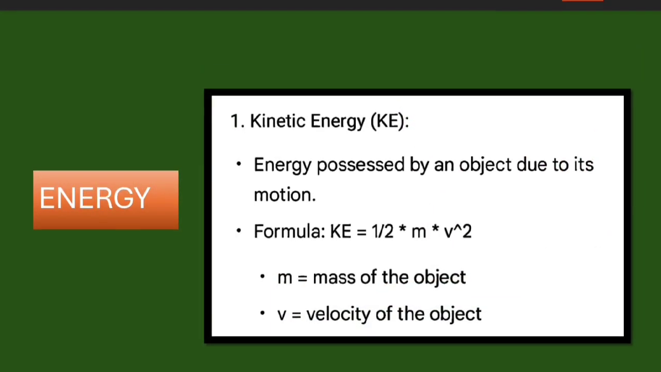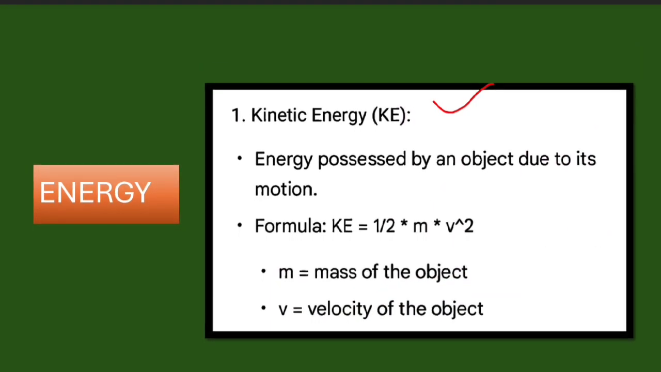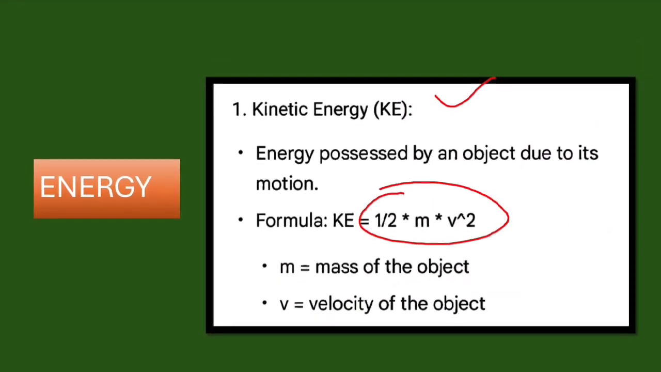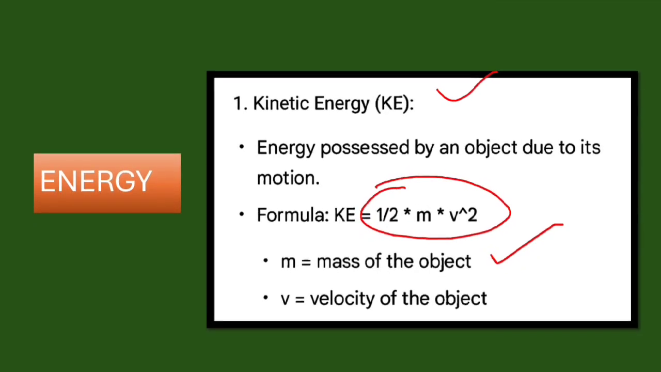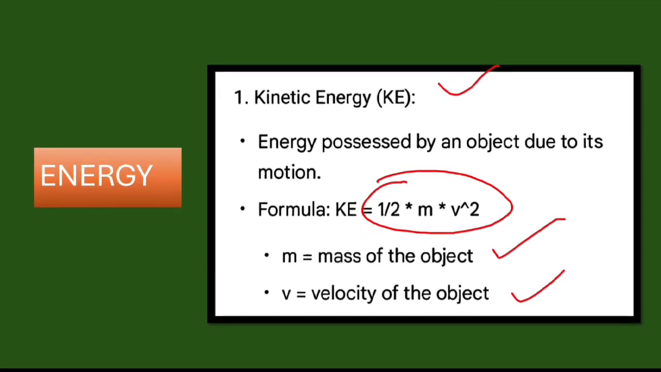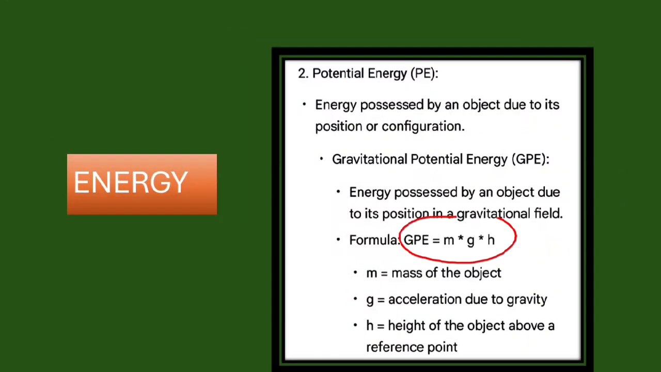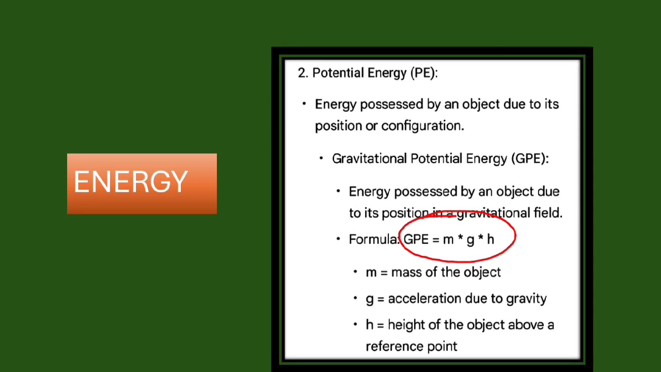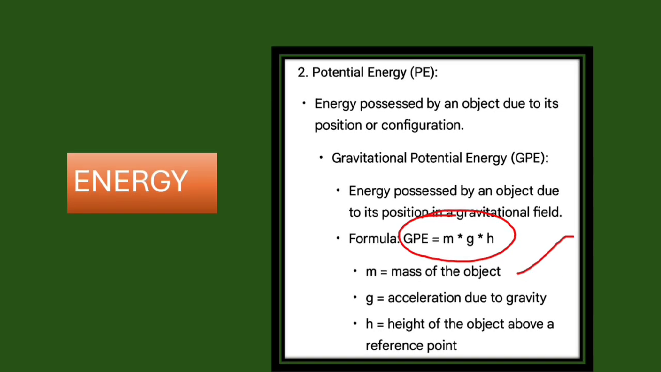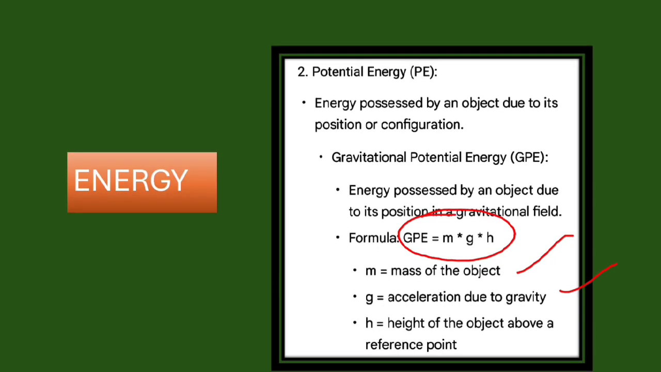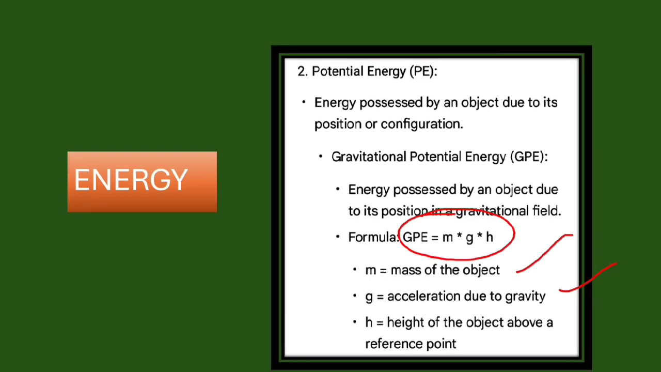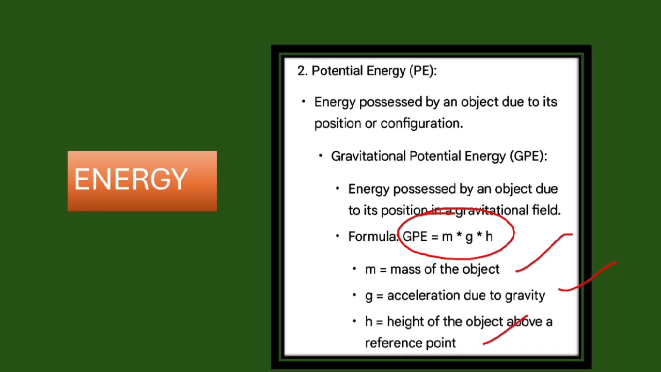Next, energy. In energy, the first one is kinetic energy. We know that kinetic energy is half into m v square, where m is the mass of the object and v is the velocity of the object. Potential energy equals m into g into h. So m is the mass of the object in kg, g is the acceleration due to gravity in meter per second square, and h is the height of the object in meters.